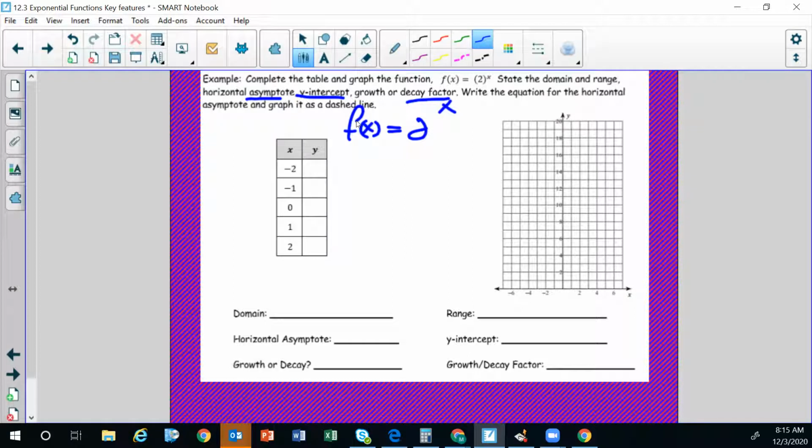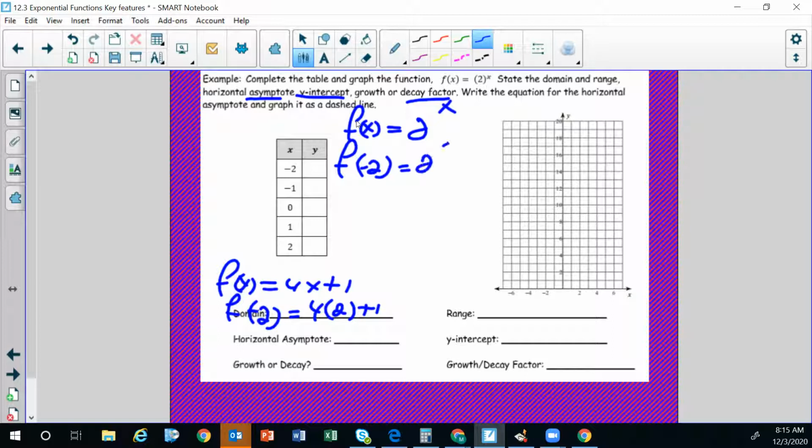Now we're going to find the y values here. We're going to find the value of the function when x is -2. Remember, when we did a linear function, if I give you f of x equals 4x plus 1 and ask you to find f of 2, wherever you see x, you substitute 2. That is 4 times 2 plus 1. Same concept with exponents. Where I see x, I'm going to substitute negative 2. That's going to equal 2 to the negative 2.